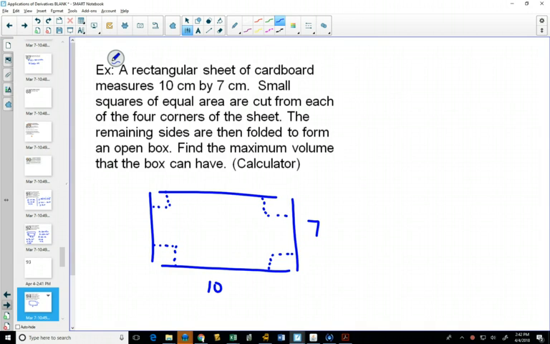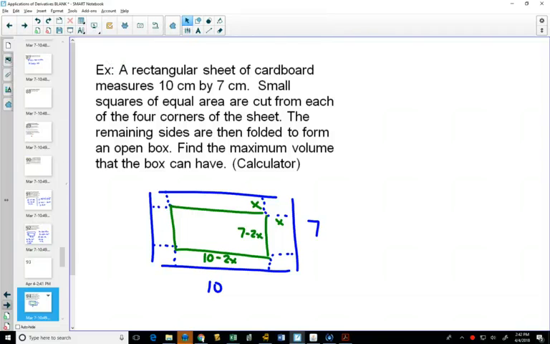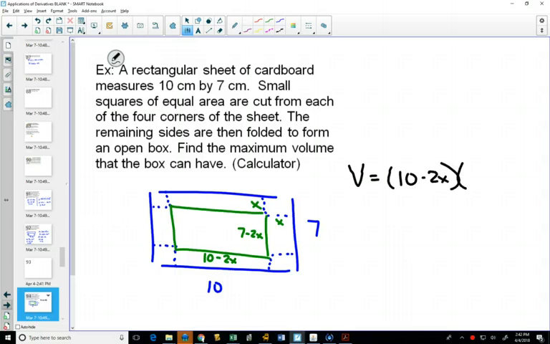So we would call this x. This side here would be 10 minus 2x. This side here would be 7 minus 2x. And if you folded the sides up, you would get an equation for the volume: length times width times height. And last year you would have taken this equation.